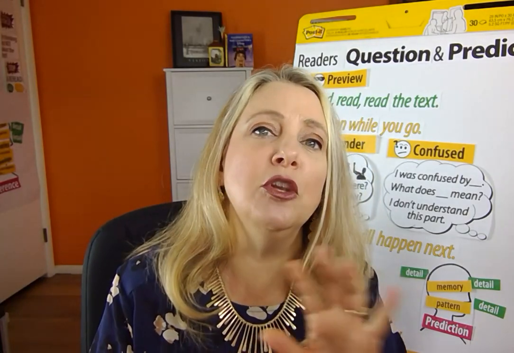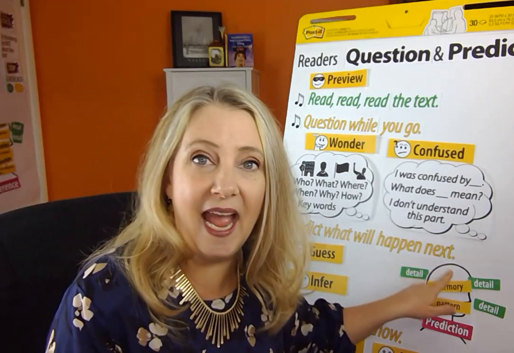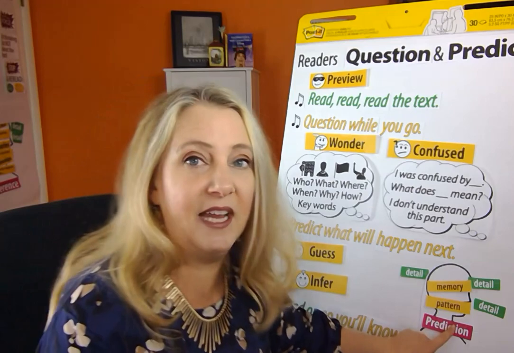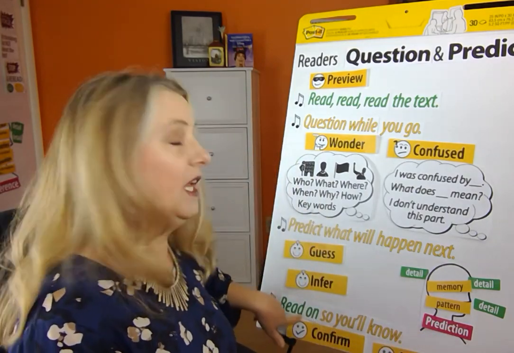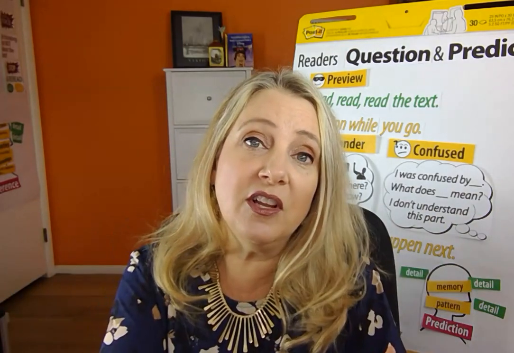We keep reading. Yeah, we keep reading and we use some tools to help ourselves. We talked about the text features and the glossary when we're trying to figure out a word. And this whole time we keep reading. We predict what will happen in the text by collecting the details and thinking about those memories and patterns, and having that prediction. And then we read on so you'll know. Whether we go to the glossary to figure out the word, then we come back and keep reading to help us understand.